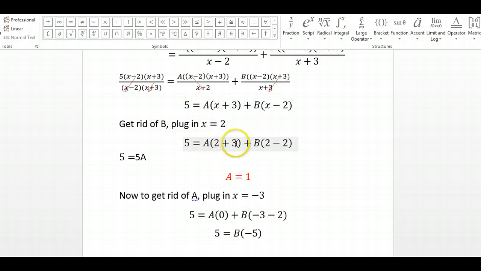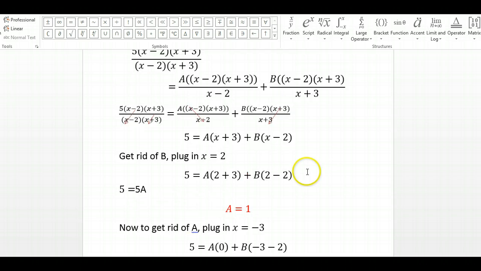So 2 plus 3 is 2 plus 3 times a plus b, 2 minus 2, which is of course 0. So this part is 0, and then this part is just 5a equals 5. So you have 5 equals 5a. And when you do that, you get a equals 1.